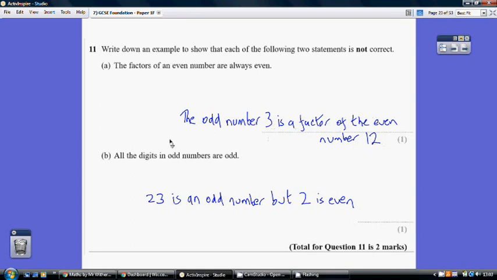So that's an example. Now part B, all the digits in odd numbers are odd. Well, 23 is an example of this not being the case. 23 is odd, but clearly the digit 2 is even. So 23 is an odd number, but 2 is even, is an example. But of course there are many other examples you could have used. Endless.